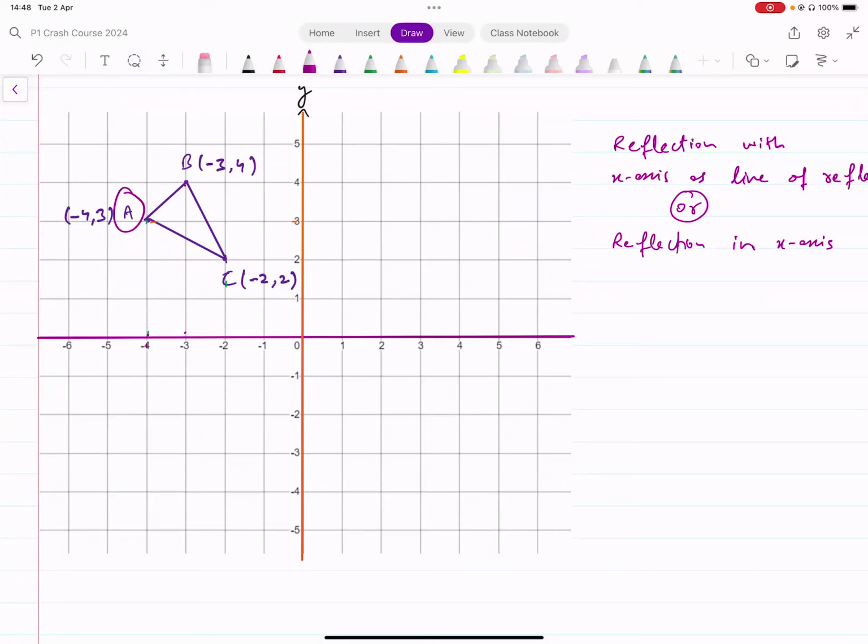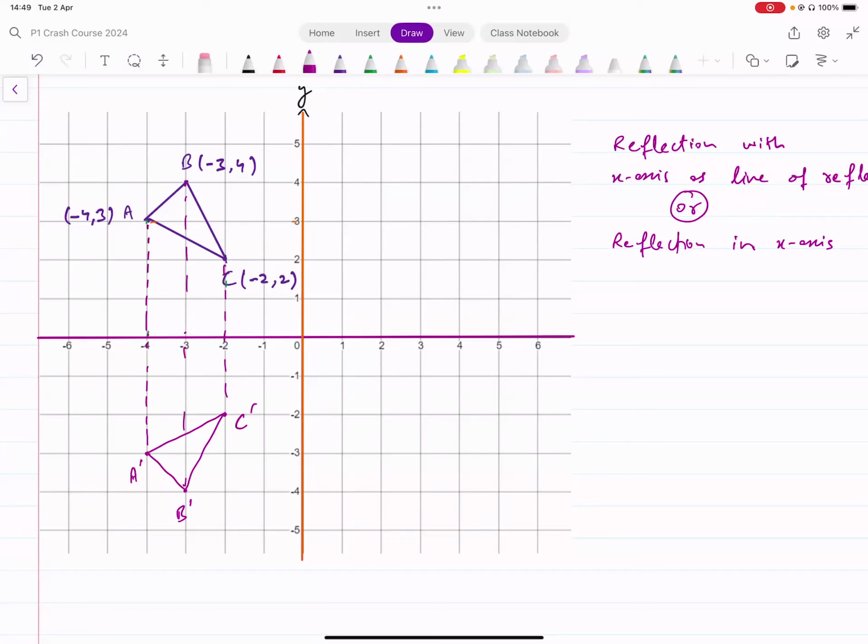So if you have to reflect A, for instance, you would look at the distance of A from this x-axis, that's 3 units. When it's reflected, it's going to go on the other side, 3 units down, and it's going to be here. That's A dash. Similarly, B dash is 4 units up, it's going to go 4 units down, and that's going to be here. And then you have C. C is going to go here, C dash, and the reflected figure is going to become like this. This is the diagram that you get when you reflect it in the x-axis.